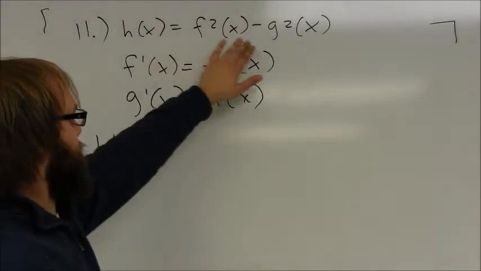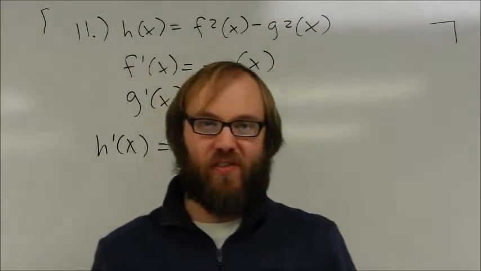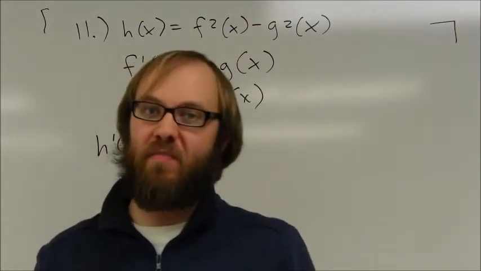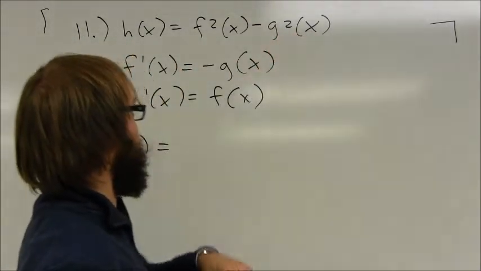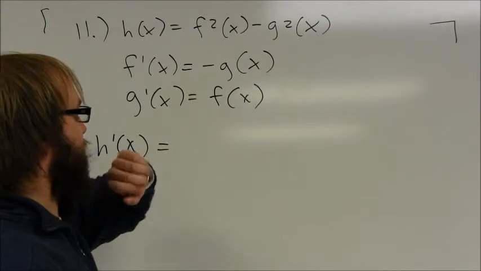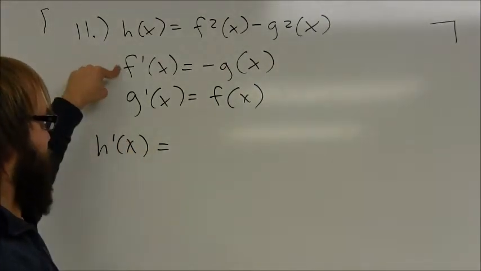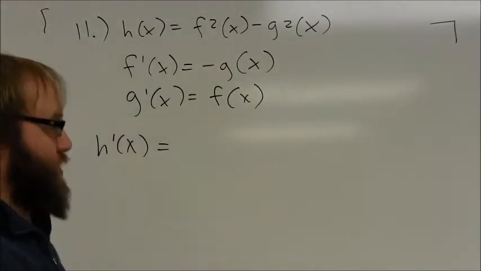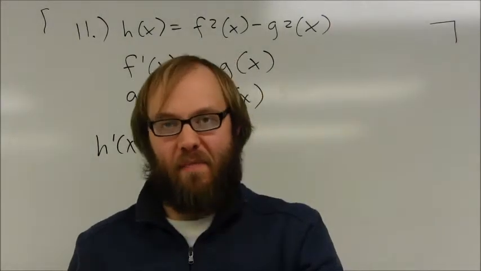Gives me a function, again, it's written in general terms. This is not the actual specific function, but just written in functional notation. F squared of x minus g squared of x. They tell me a couple facts. They tell me what f prime and g prime is. Okay? Think about what's happening here.